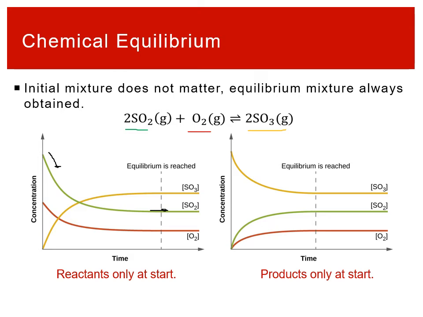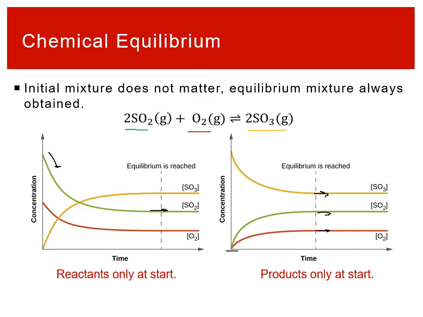And it's important to note it doesn't matter if you started with, say, only product, say only the yellow line. Eventually everything still flattens out. You will note that across these two graphs, you had different initial conditions, only reactants or only products, but they've reached the same equilibrium. You have the same relative amounts of O2, SO2, and SO3.